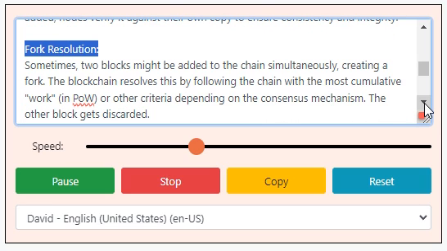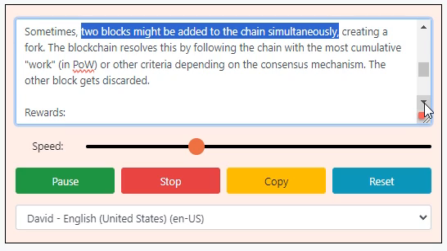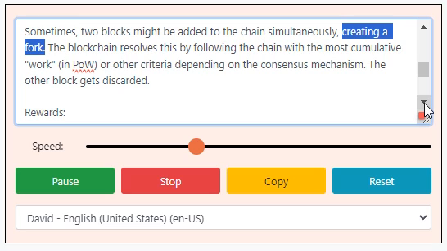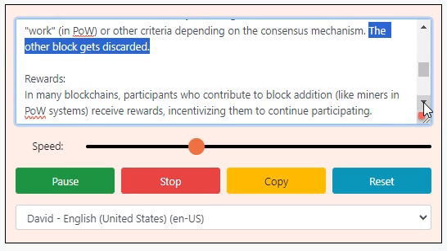Fork resolution. Sometimes, two blocks might be added to the chain simultaneously, creating a fork. The blockchain resolves this by following the chain with the most cumulative work, in POW, or other criteria depending on the consensus mechanism. The other block gets discarded.